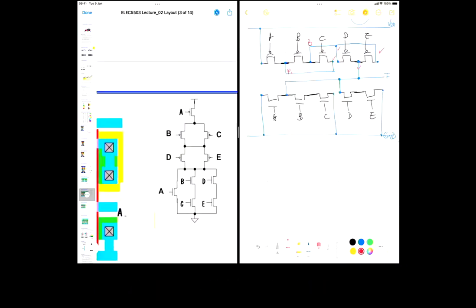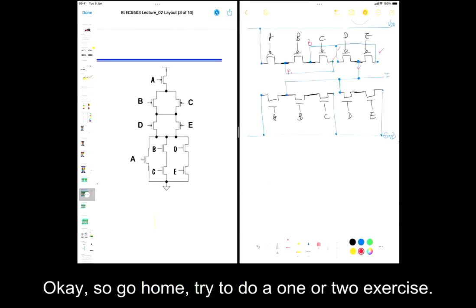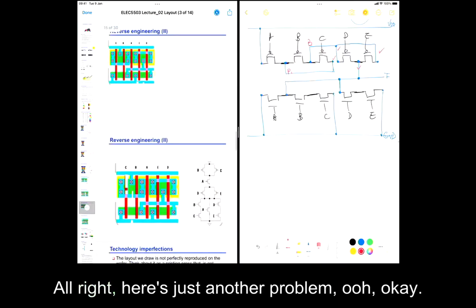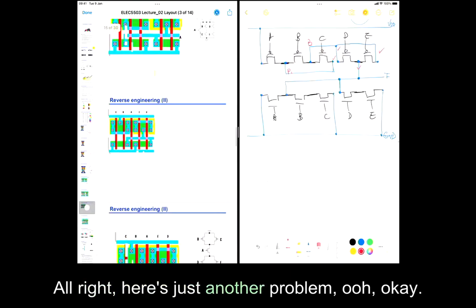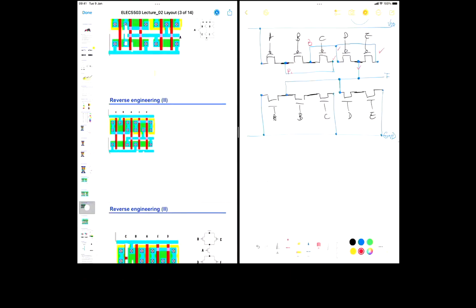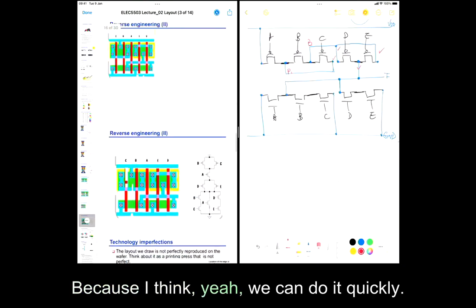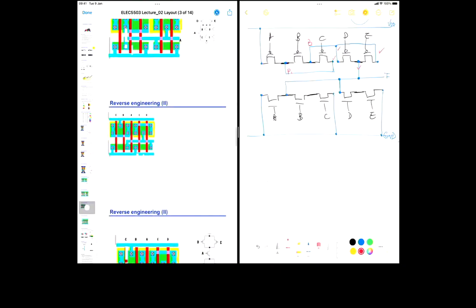All good? Okay. So go home, try to do one or two exercises. If you find any problems, let me know. Okay? All right. Here's just another problem. Ooh, okay. Here's just another problem. Do you guys want to do it now? Because I think, yeah, we can do it quickly. Five minutes maximum. Try to do this.